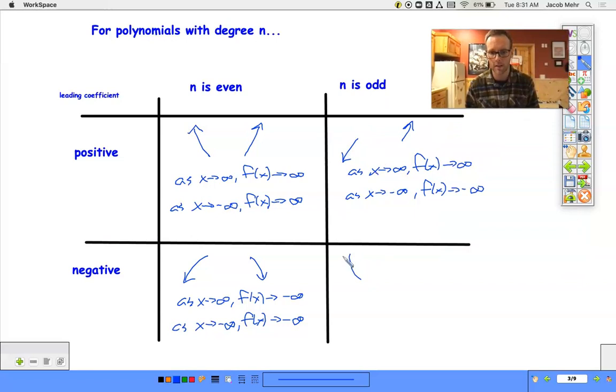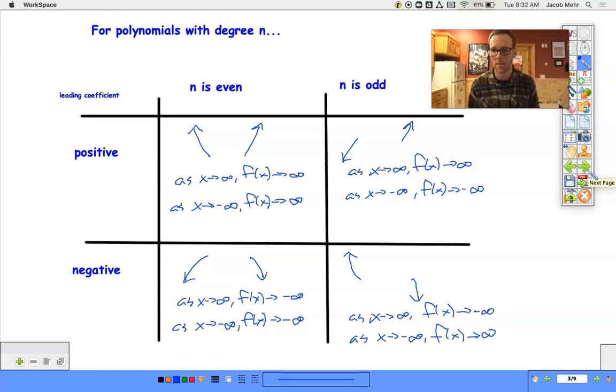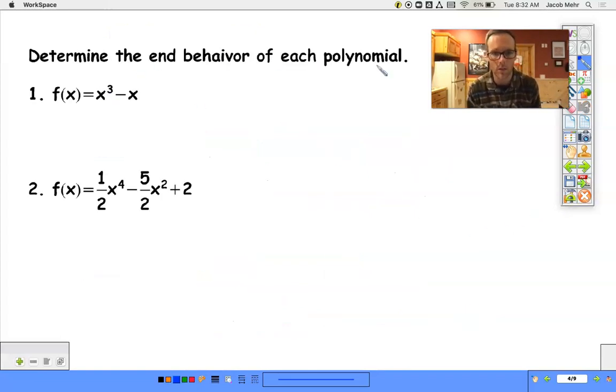Lastly, if it's an odd degree polynomial but it's negative, we know it's going to be just reflected. So it's going to look something like that. Up to the left, down to the right. As x goes to infinity, f of x goes to negative infinity. As x goes to negative infinity, f of x goes to positive infinity. Left, up, right, down. So, as we take a look at this, determine the end behavior of each polynomial. So I'm looking at this.